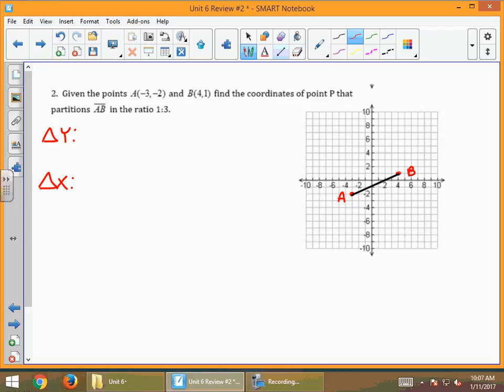Up. I have to go up. That's correct. So how far up do I go? 1, 2, 3. Because I went up, that makes it a positive. This is a positive 3. Well, let's now do B.